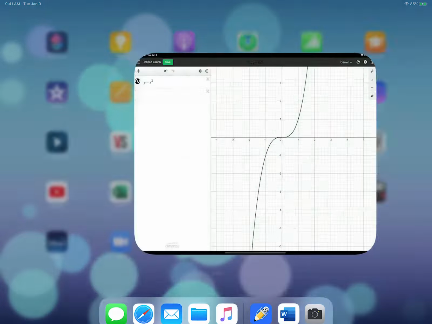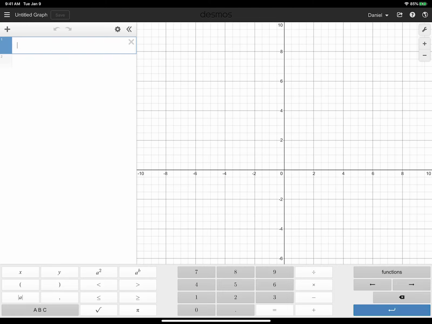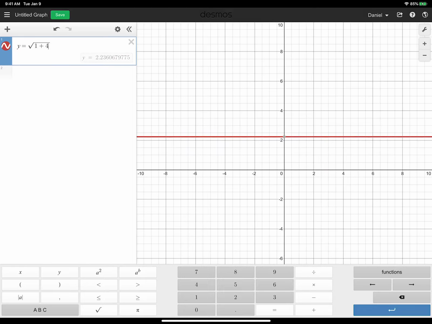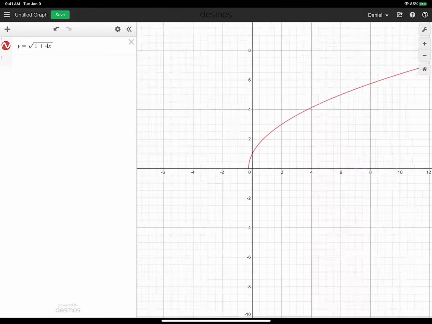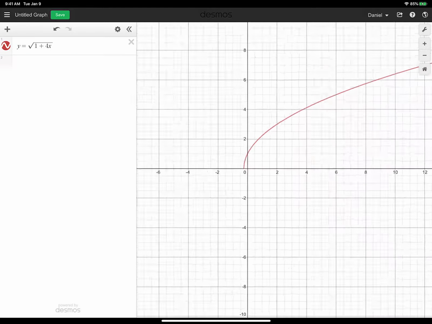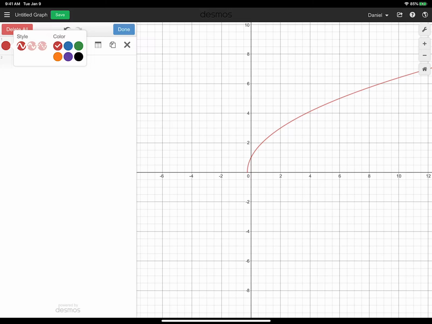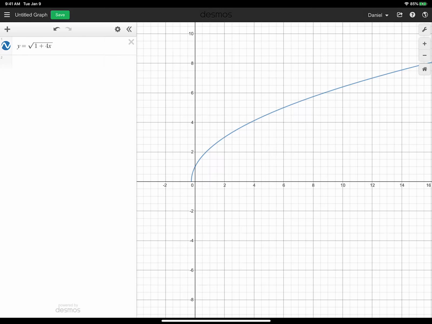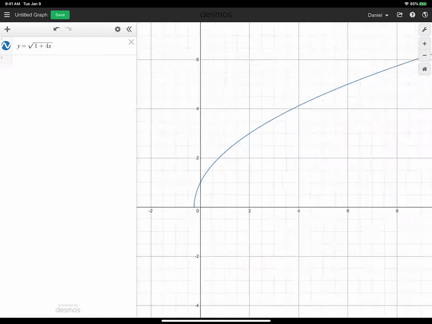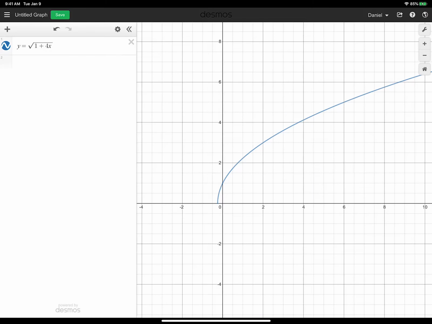So we're going to come out to our graphing program, and we're going to take a look at this curve, just to show you, y equals the square root of 1 plus 4x. And I'm going to change this color. Let's go to blue. How's that? Okay. So we're going to look at this curve from 1 to 5. So maybe something like this.